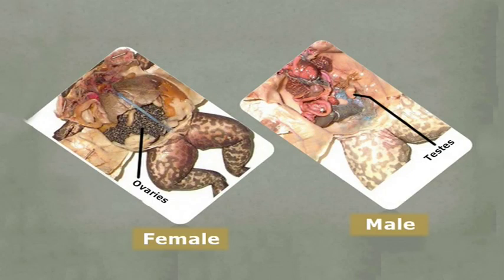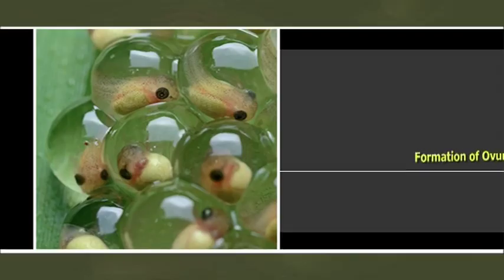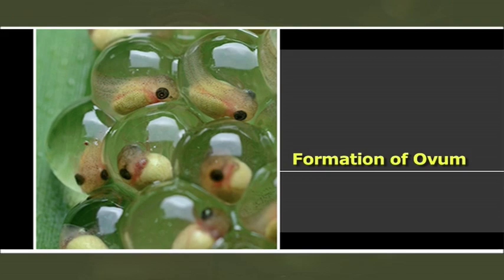The frog becomes sexually mature by the first year of development. Its ovaries and testes get filled with ova and sperm respectively during the monsoon. Now, we will learn formation of ovum.